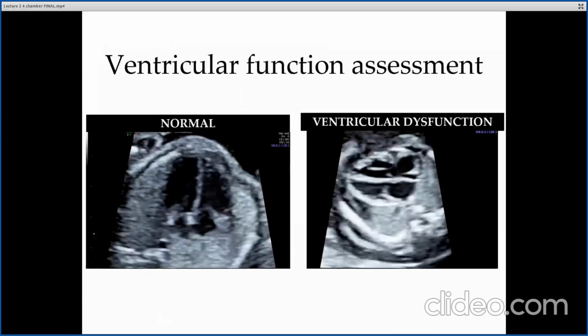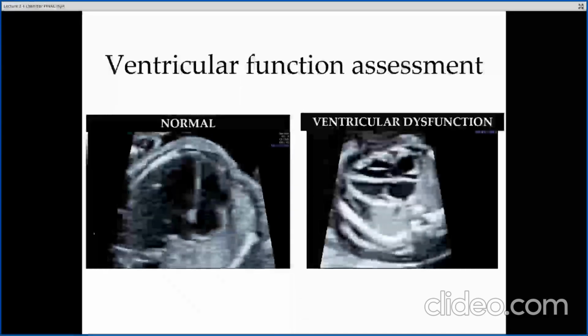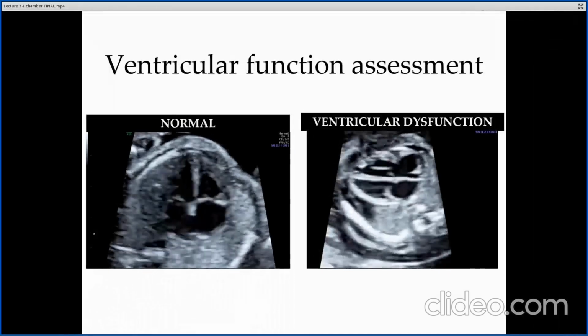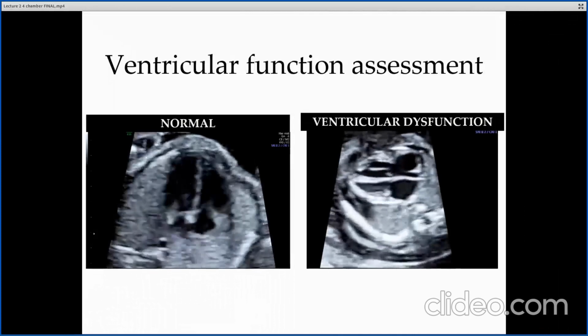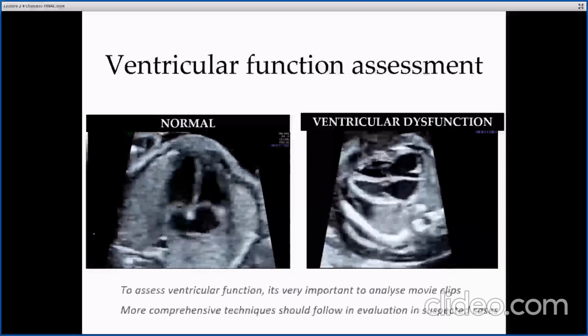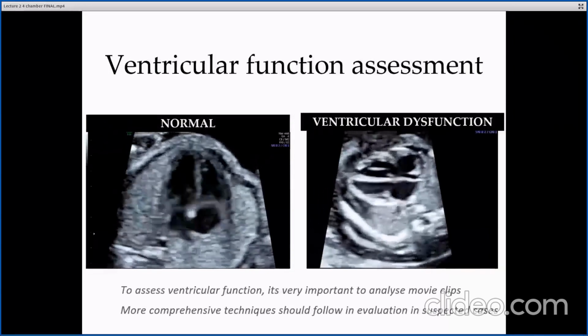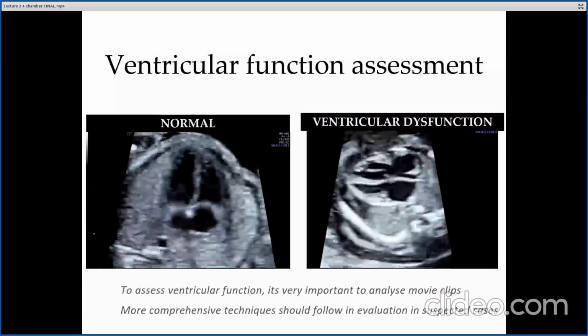Now, eyeballing assessment of the cardiac function. So in the normal heart, we can see that there is a nice contractility of the heart. There is no fluid collection. While in ventricular dysfunction, it is very obvious that the contractility is significantly diminished, as we can see from this movie. Now, I would like to emphasize the fact that for the evaluation of cardiac function, always rely on movie clips, because we need to see the contractility. So never take still pictures alone.